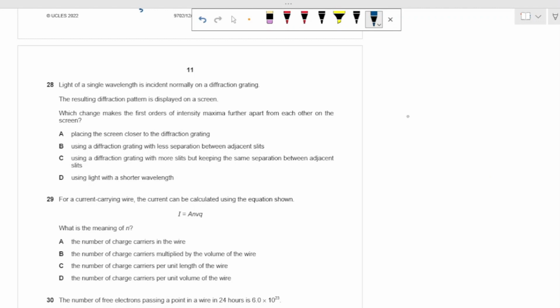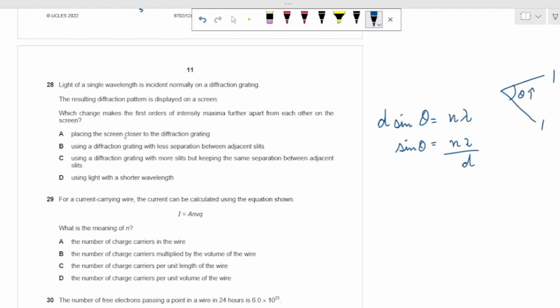First of all, let's write down the formula because we're talking about a diffraction grating. What is the formula for the diffraction grating? It is d sine theta equals n lambda. And we are talking about angles. They're asking which change makes the first orders of intensity maxima further apart. For being further apart, the angle between the first order maxima must increase. So we can arrange it in terms of sine theta, which would be n lambda over d. Now let's look at the options.